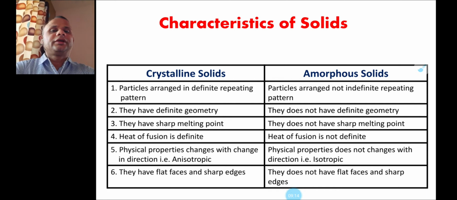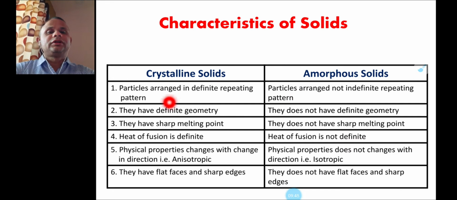But in case of amorphous solids, no such changes in properties are observed. Crystalline solids have flat faces and sharp edges, but amorphous solids do not have sharp edges and faces, because of that the melting point is not definite. There is no more interest in studying such compounds because all the properties are negative. They do not have definite geometry, do not have a sharp melting point, and do not have a specific heat of fusion. So they do not have specific properties that can be helpful for application.